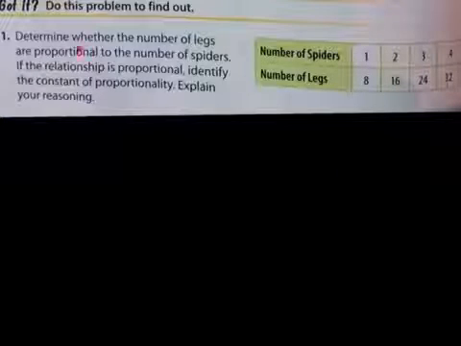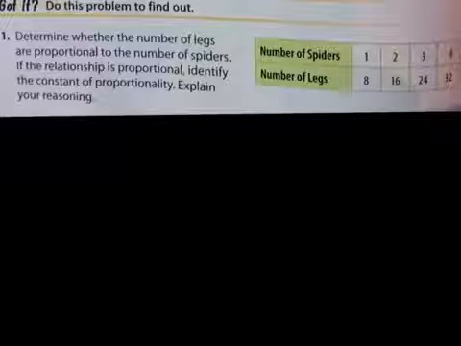Okay, let's try it now. Determine whether the number of legs are proportional to the number of spiders. If the relationship is proportional, identify the constant of proportionality. Explain your reasoning. Okay, let's see. Every time we have 1 spider, we have 8 legs. This doubles to 2. Does this double? Yes, to 16. This triples from 1 to 3. Does 8 triple to 24? Yes. The 1 quadruples to 4. 8 times 4, 32. Yes, it is proportional.